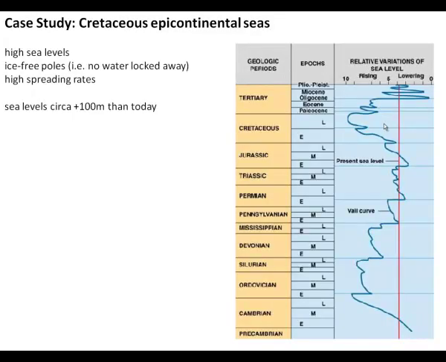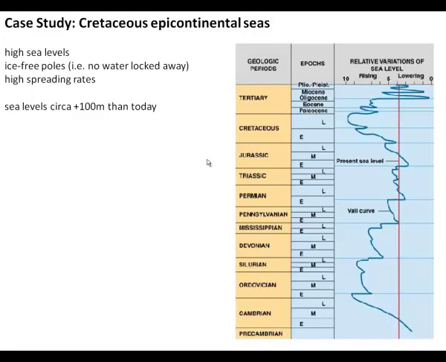We're going to look at a case study in Cretaceous epicontinental seas. And of course, when we were looking at chalk and the formation of that, this was one of the examples we used. Now, the Cretaceous as a time is characterized by high sea levels. We also have ice-free poles, so we've no way in which we can lock water away by that particular mechanism. And we also have high spreading rates in the world's oceans after the destruction of Pangaea and the continued establishment of the formation of the Atlantic, for example.